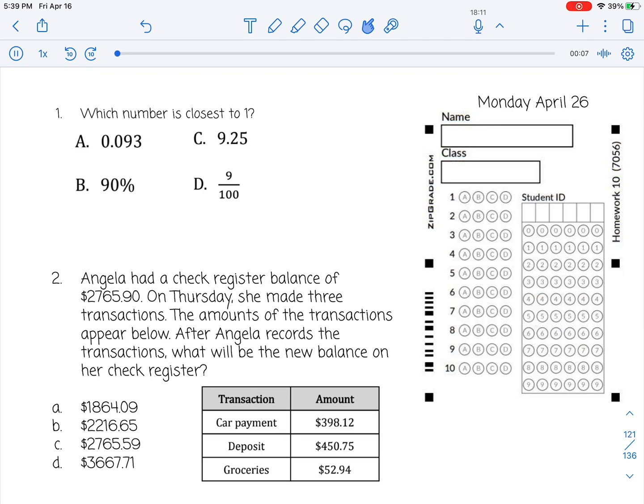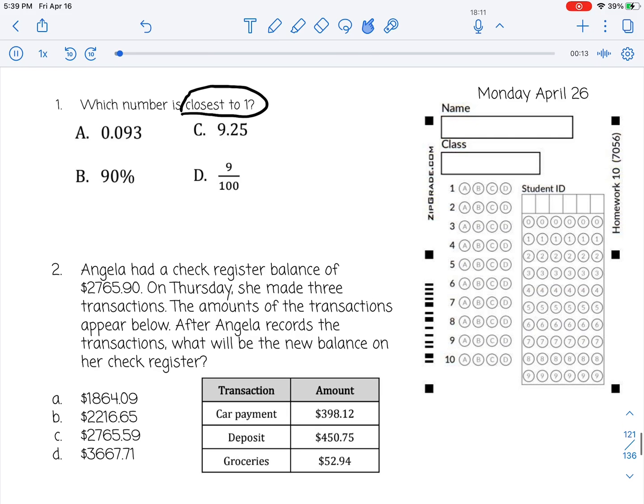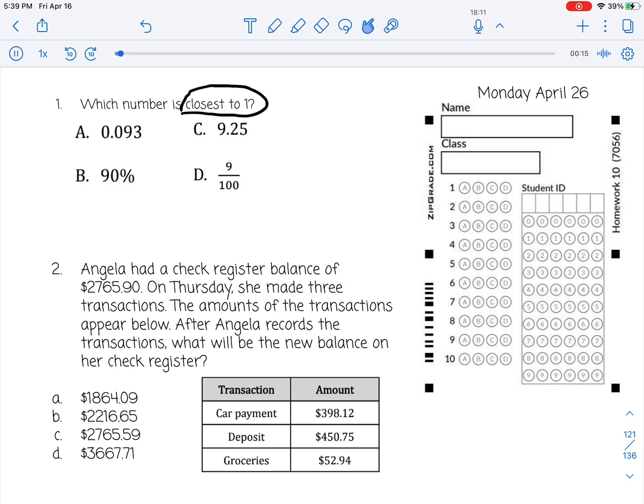Okay, here we go. Number 1 says, which number is closest to 1? Now we're going to make sure that all the answer choices we have are in the same form. And what I mean by same form is that, see how we have A in a decimal? C has a decimal. We are going to convert B and D into decimal form as well.